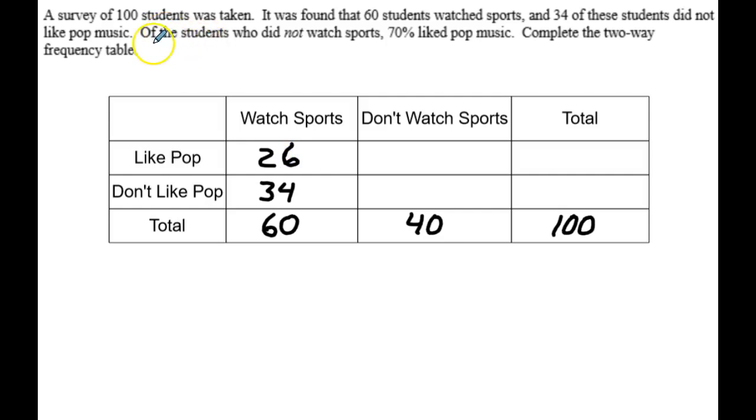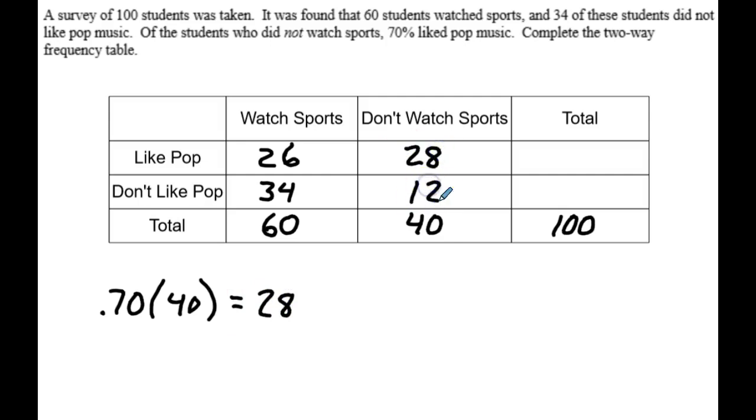Now we go to the next part. Of the students who did not watch sports, which there's 40 students, 70% liked pop music. So 70%, which is 0.70, times 40, the number that don't watch sports, that is going to be equal to 28 students. So that means there is 28 students who didn't watch sports but liked pop music, which means there's 12 of the 40 that don't like pop music.